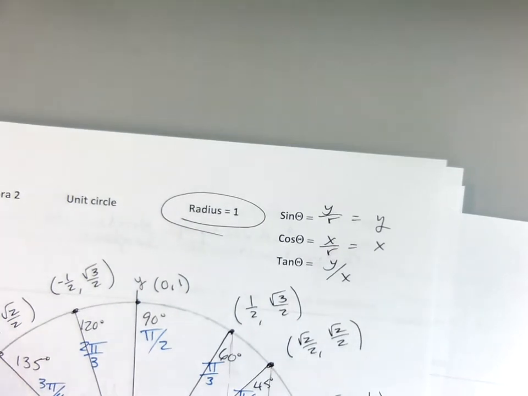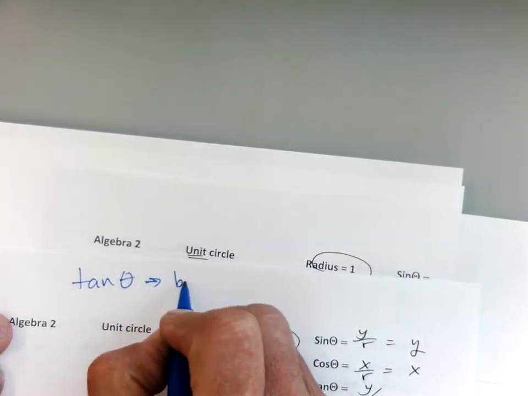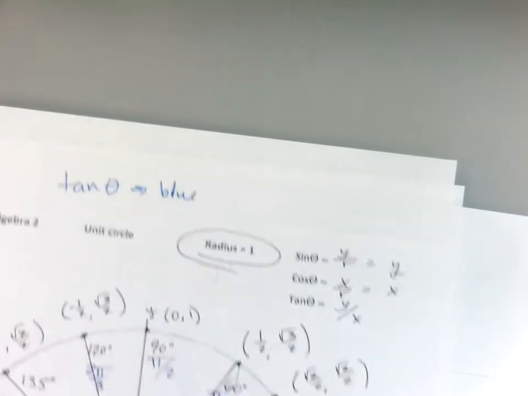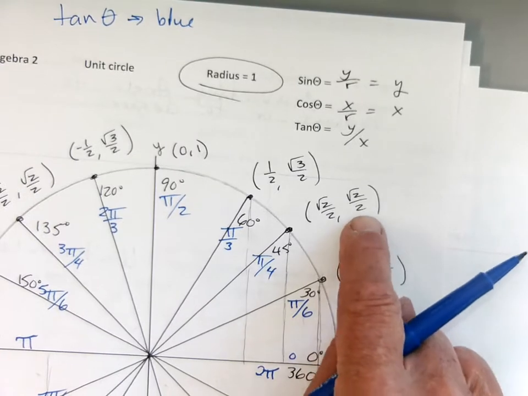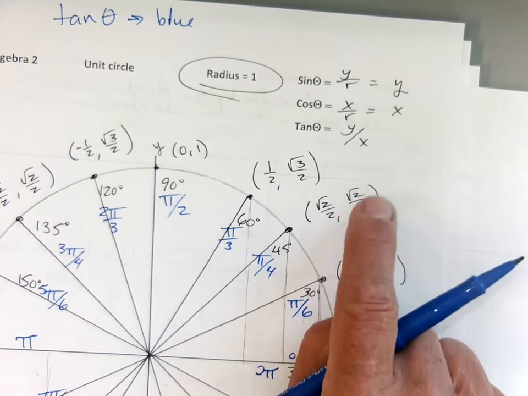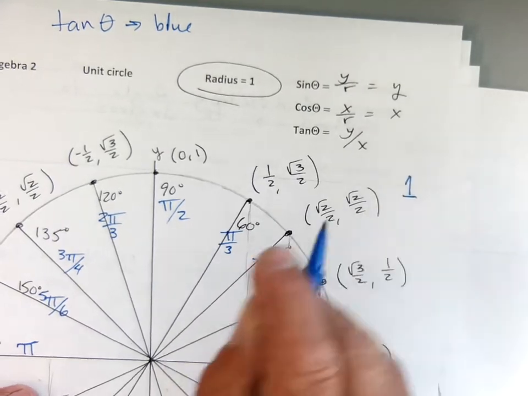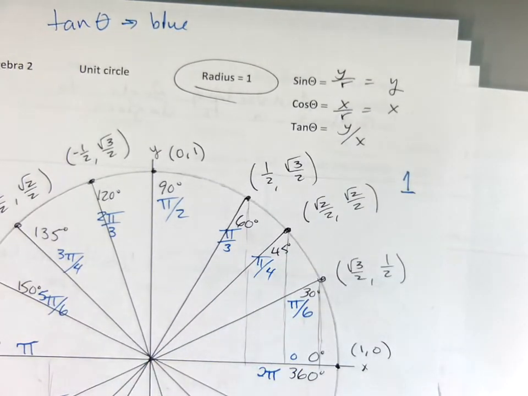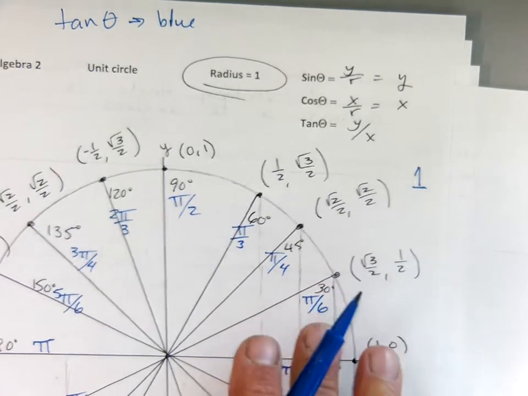So these are my tangent values. My tangent values are in blue, okay? All right, let's do the easy one. Tangent of 45 degrees is 1. How do I know that? This over this is 1. So I'm going to put a 1 right here. That over that, square root of 2 over 2 over square root of 2 over 2 is 1.